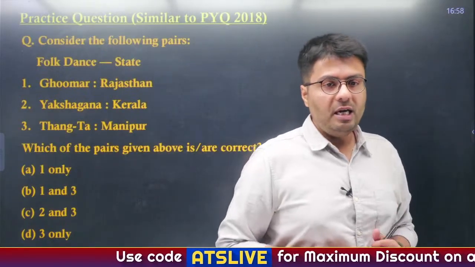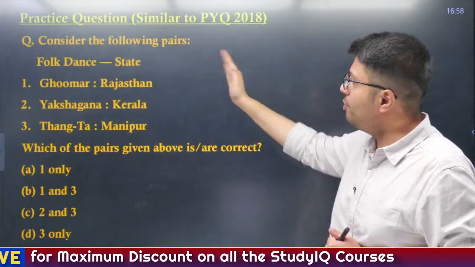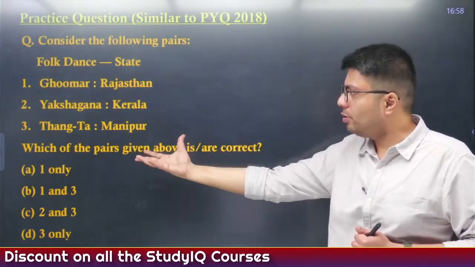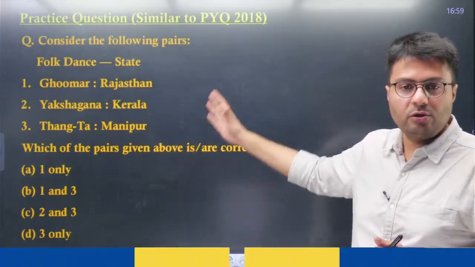Now, I've curated another question which is very similar to the PYQ that appeared in 2018. You have to categorize these dances with respect to states. Now you have to tell which of the pairs given above is or are correct. So this is your homework.